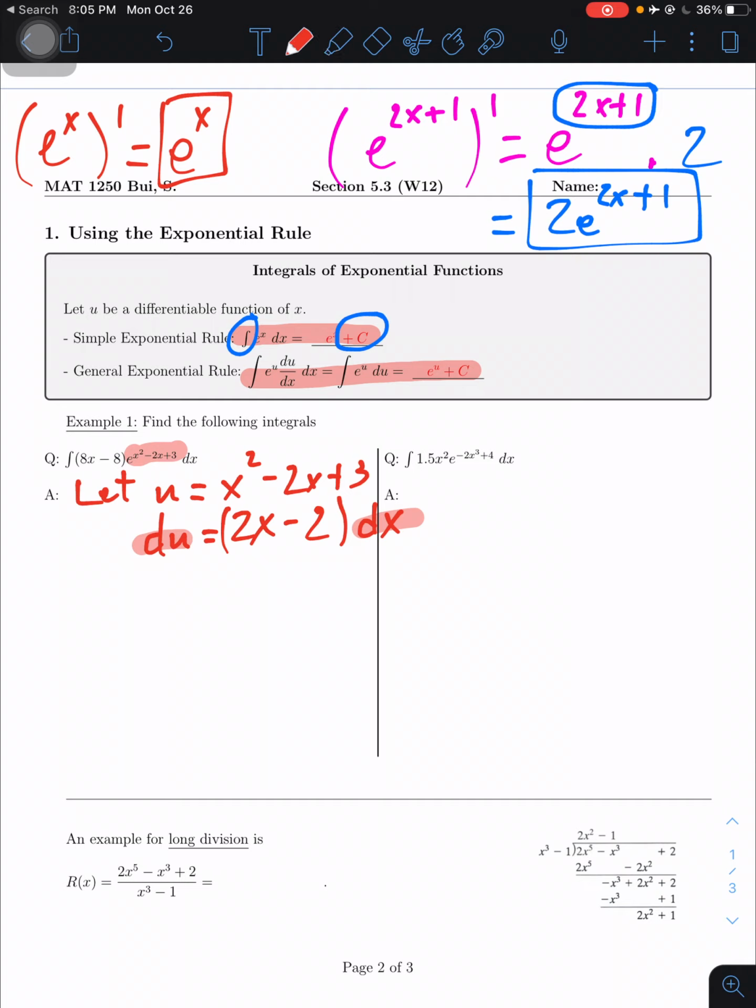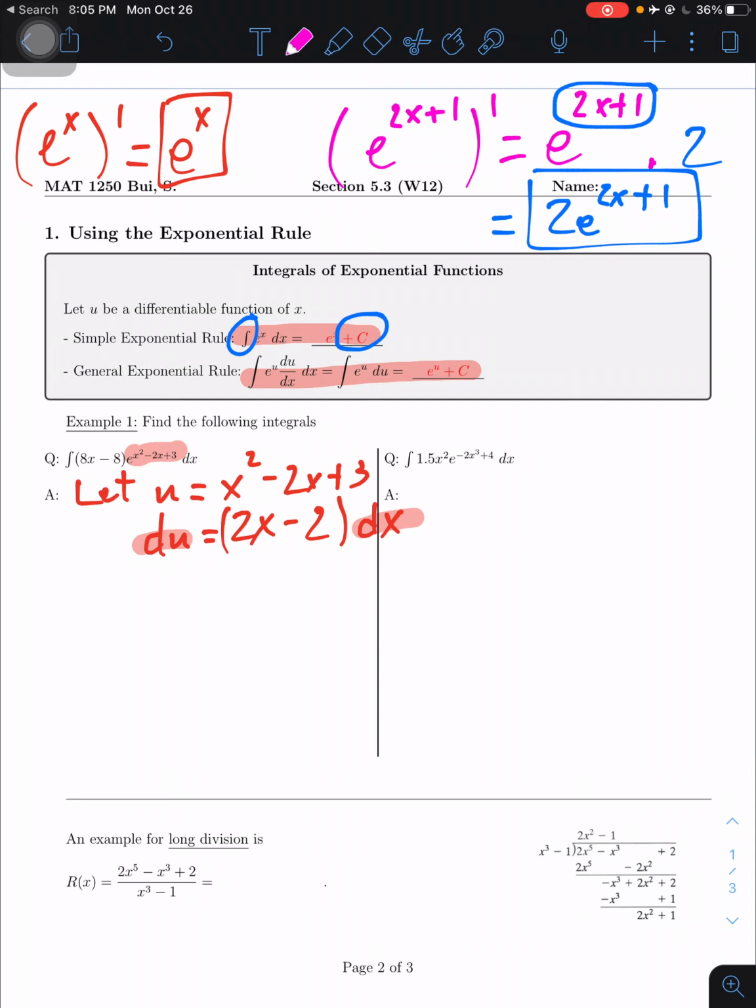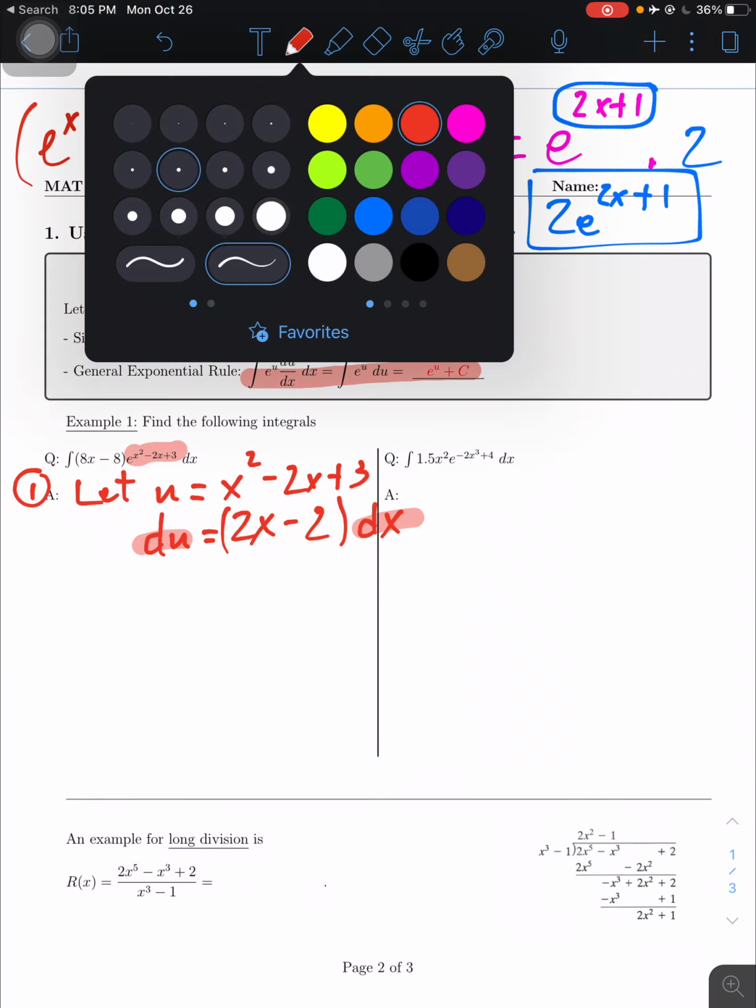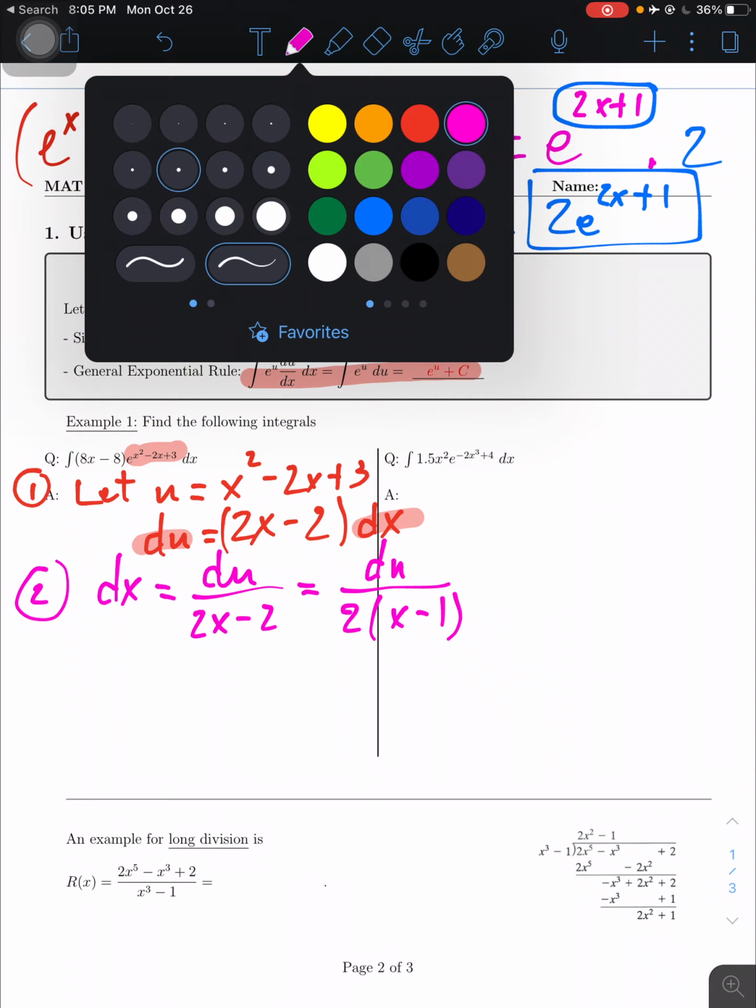Okay, and now what do we do? Well, I'm going to try to solve for dx, right? So I'm going to get my dx. Okay, let me put it in pink, I guess. This is step 1, by the way, in red, and then step 2 in pink. dx equals du divided by 2x minus 2. And if you want to think about it, you can also factor out a 2, because it's just a habit of mine. When I see something factorable, I just factor it out anyways. Okay, and then step 3, let me put it in green.